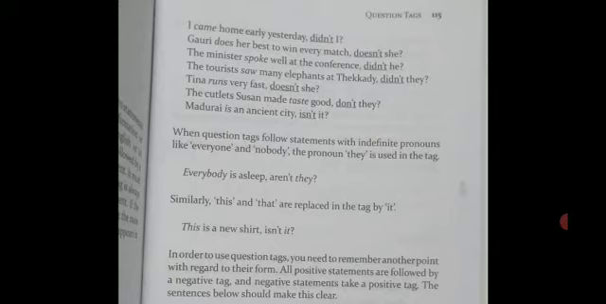When question tags follow statements with indefinite pronouns like everyone and nobody, the pronoun they is used in the tag. Everybody is asleep, aren't they?